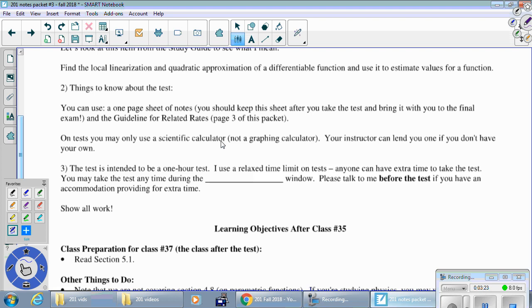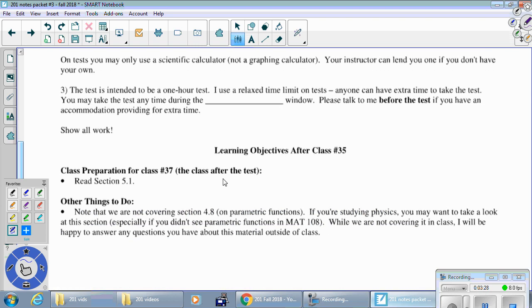On tests, you can use only a scientific calculator, not a graphing one. Your instructor can lend you one if you don't have one of your own. The test is intended to be 1 hour long, but you can use 2 hours on my tests. I'm not going to write a specific time window here, but I will for your class. Please talk to me before the test as soon as possible if you have an accommodation providing for extra time. As usual, show all of your work.